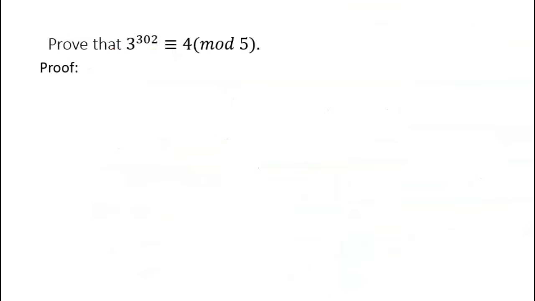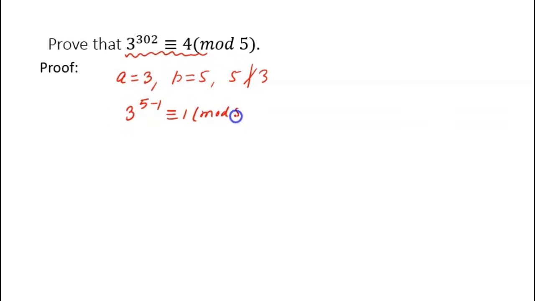Now let us move to this problem here and try to prove that 3 to the power 3002 is congruent to 4 modulo 5. So again, to apply Fermat's little theorem, I can take a as 3 and p as 5, and we can clearly see that 5 does not divide 3. So the statement tells that 3 to the power p minus 1, that is 5 minus 1, is congruent to 1 modulo p, that is 1 modulo 5. So here I can write 3 to the power 4 is congruent to 1 modulo 5.